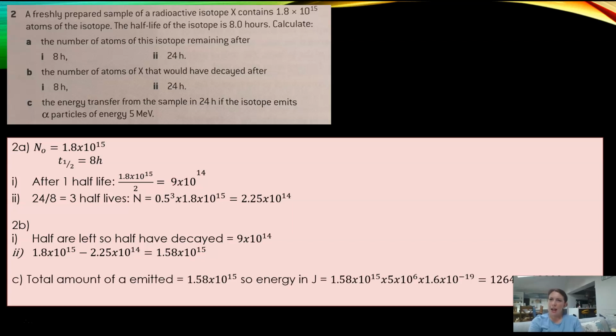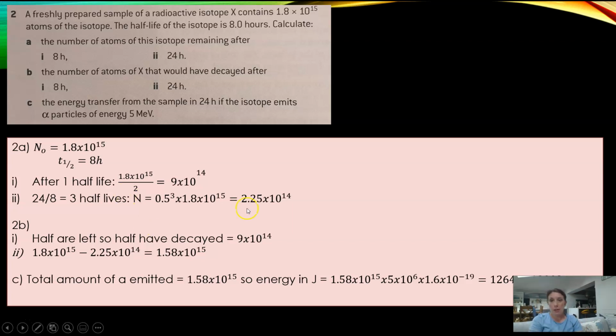And then the energy transfer from the sample in 24 hours if the isotope emits alpha particles. So the number you're looking for is how many have decayed, because that's how many alphas you've got. So this is the number you've got. This is how many alphas, and each one has got 5 mega electron volts of energy.